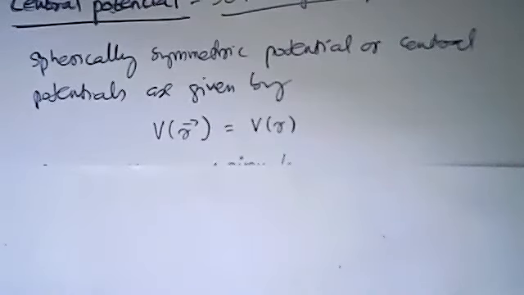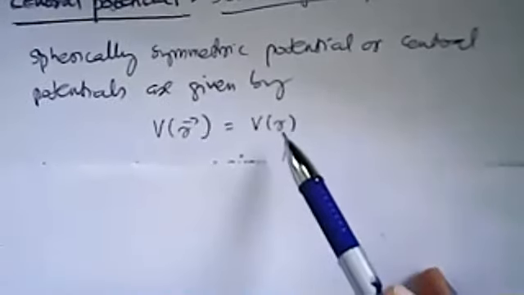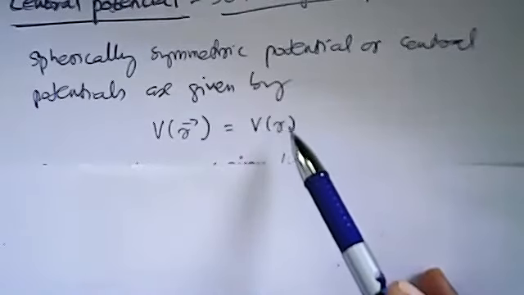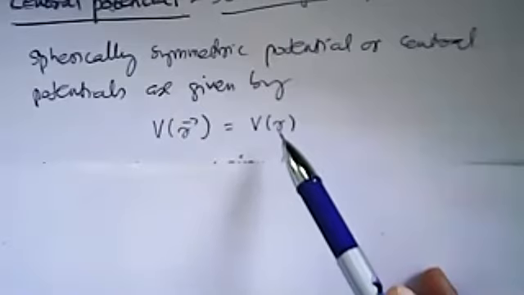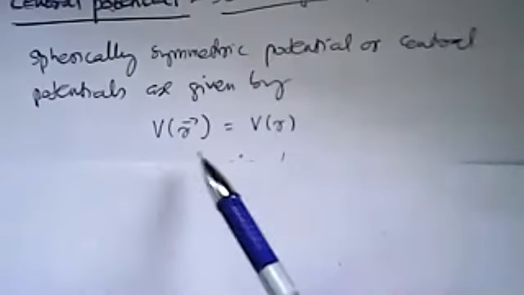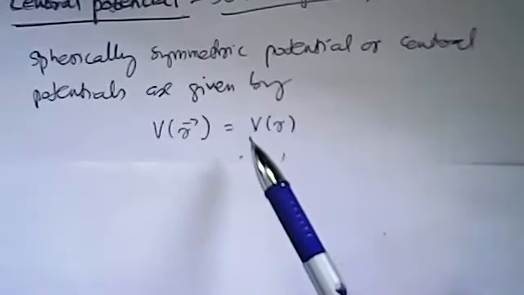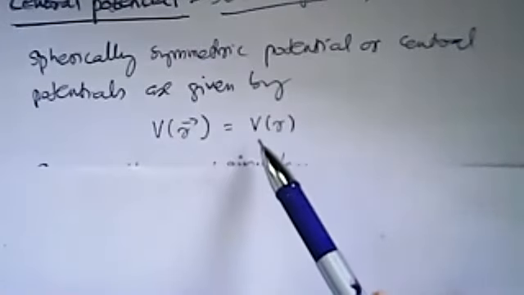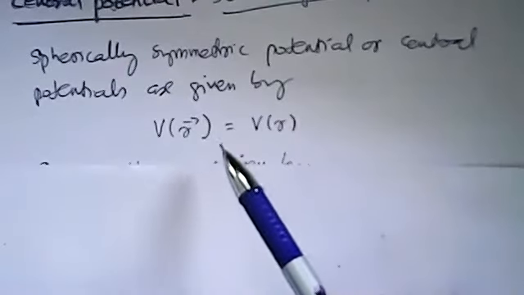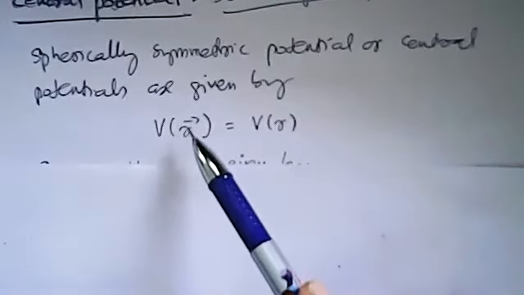So the potential is a function of distance only from the center. So only the magnitude you have to consider. So this is the idea of central potential. V of vector r equal to V of r. Okay, so the direction of the vector you can neglect.